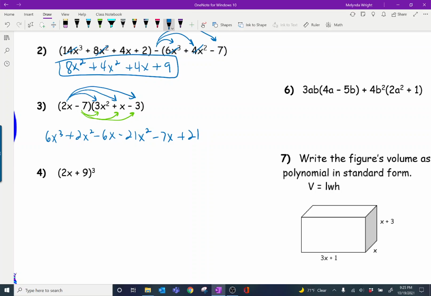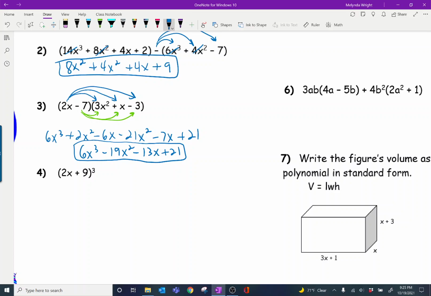Whew, okay. So now combining like terms, we'll finish this little guy up. 6x cubed. Let's see, 2x squared minus 21x squared is negative 19x squared. Negative 6x minus 7x, negative 13x, and then plus 21. All right, not too bad.